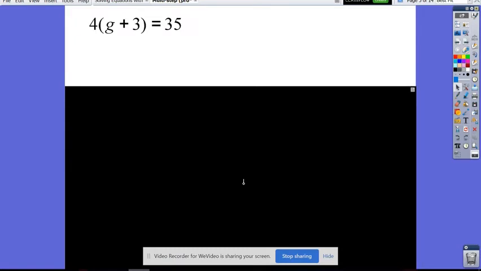Now, if I asked you to solve this equation, you're going to ask yourself, would you be able to? I hope so. It was a very simple distributive property question.